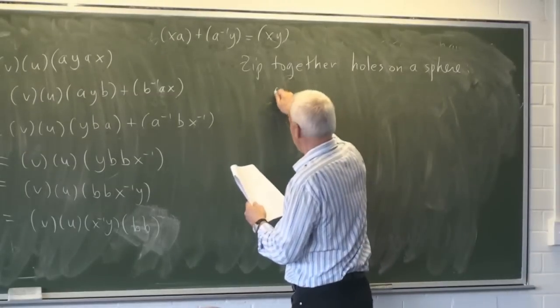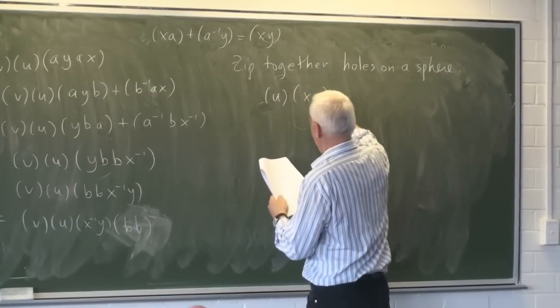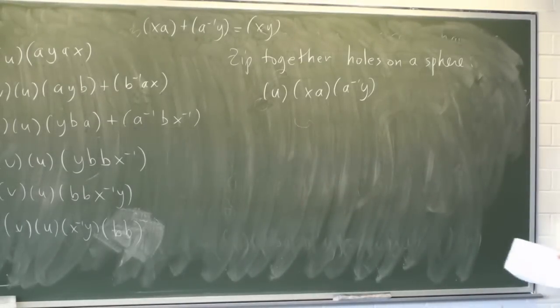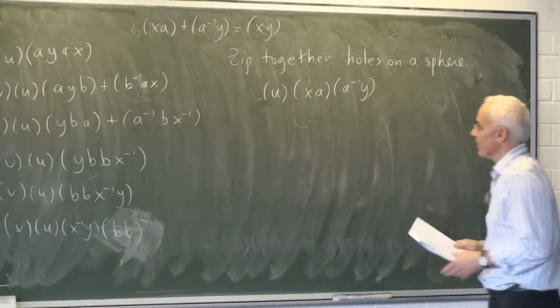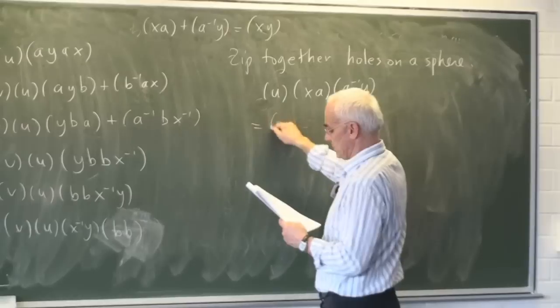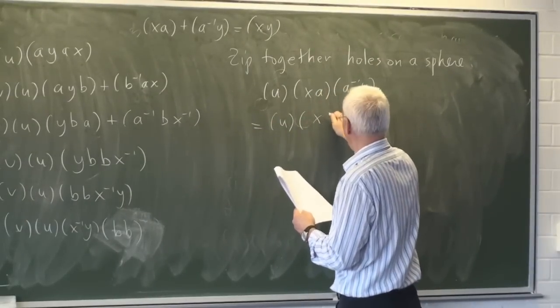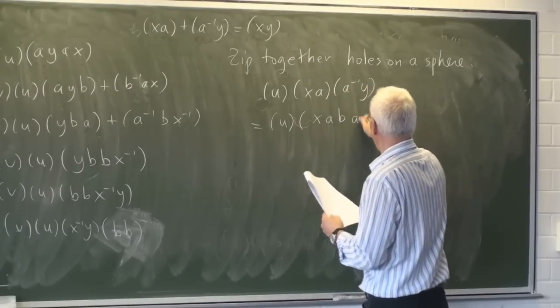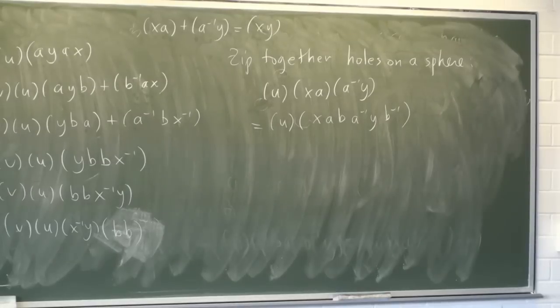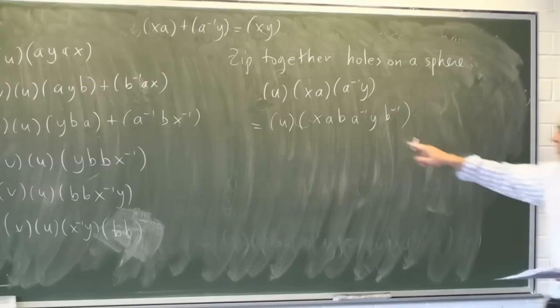So suppose we have, say, U, X, A inverse Y. So we have two separate holes with an A and an A inverse appearing in those two different holes. Then what we can do is we can write this as U times X A B A inverse Y B inverse. That was another way of combining two holes by essentially creating an edge in between them, the new edge B.